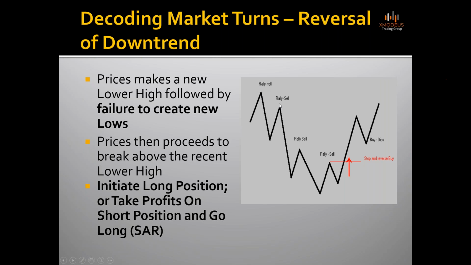If it's a downtrend, you sell the rallies, but there's one point here: you cannot sell the rallies, okay, because it's already broken this high. It failed to create a new low, it broke this high, and this is a stop and reverse buy. So if you are in a position on the short side, you will stop all your shorts and then reverse to the buy.